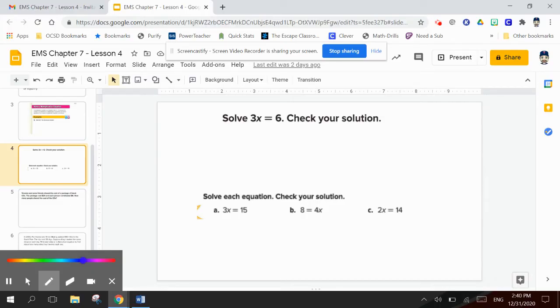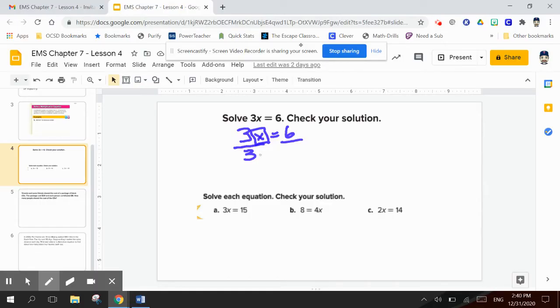If I look at 3x equals 6, again, I'm going to divide each side of my equation by the number that's connected to the variable, which is 3, because my goal is to get this variable by itself. So whatever I do to one side of my equal sign, I have to do to the other. 3x divided by 3, the 3's cancel out. I'm left with x equals 6 divided by 3, which is 2.